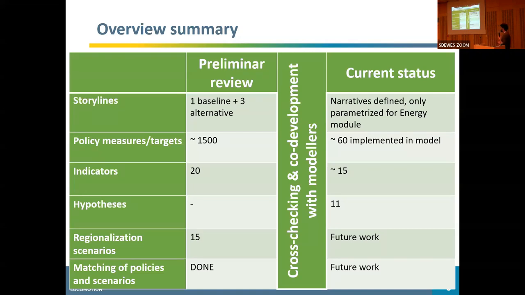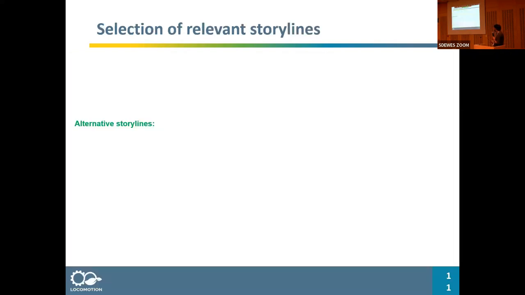In terms of indicators, we reviewed 20 and we have already implemented 15. The gap of 5 is mainly because there were indicators related to dimensions that are not represented in the model, so for us it's impossible to have them. Think about biodiversity. We don't have that dimension in the model. Then in terms of hypotheses, we have 11. For regionalization scenarios, we have 15. And then we have done some matching of policies and scenarios, but we need to implement it in the model.